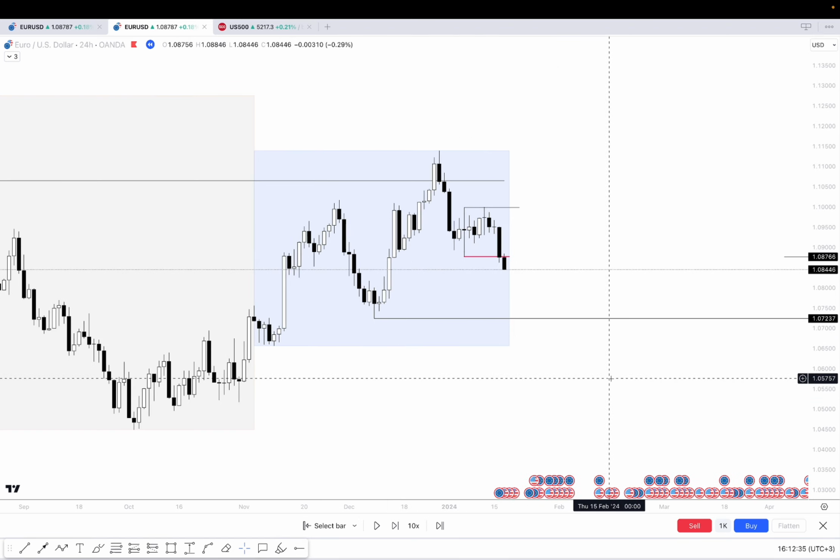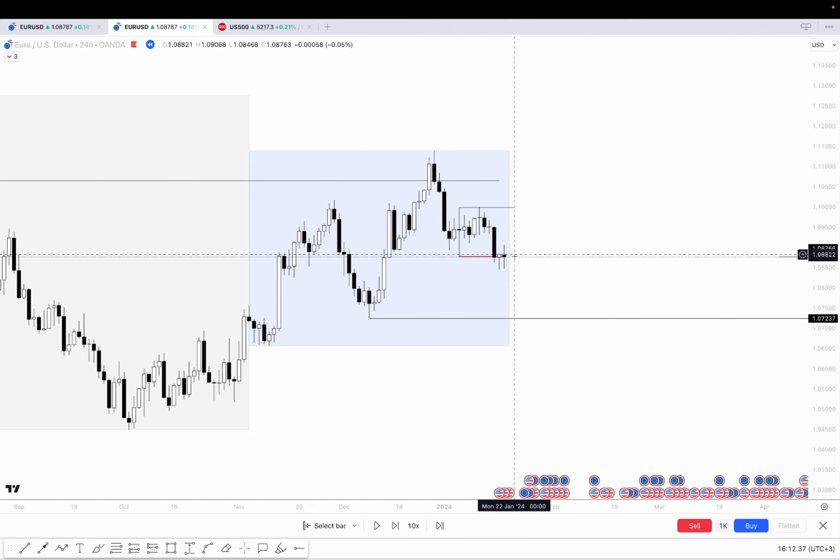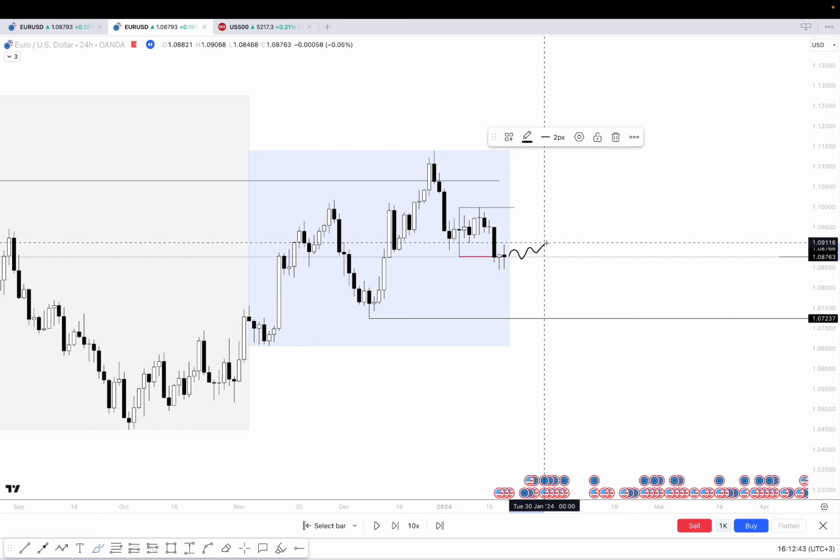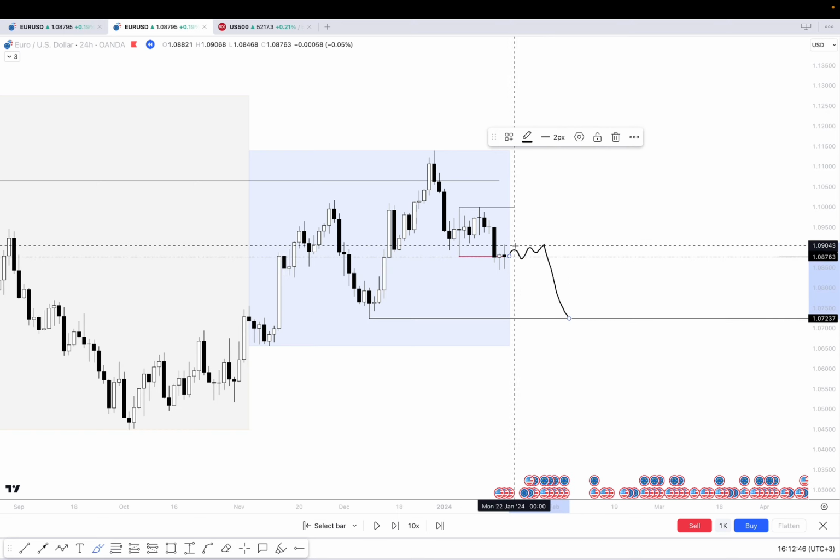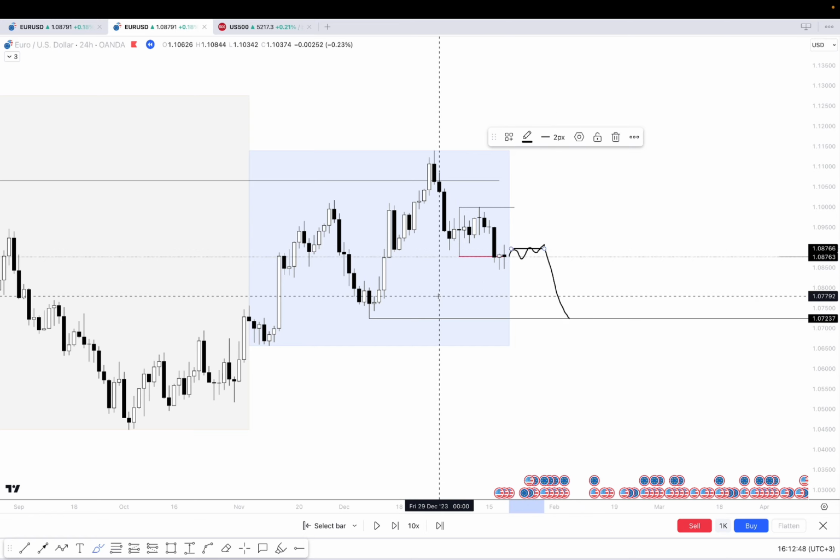So let's check. We got a correction to our fair value gap. In that fair value gap, I would like to see some work with liquidity to confirm the move and move to that target.